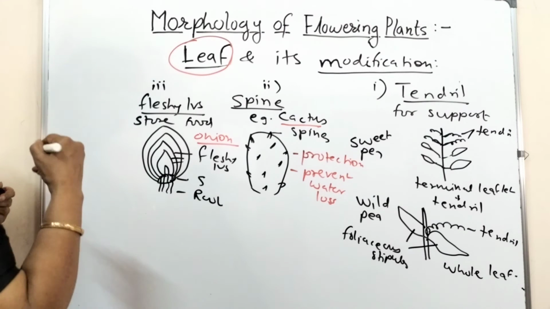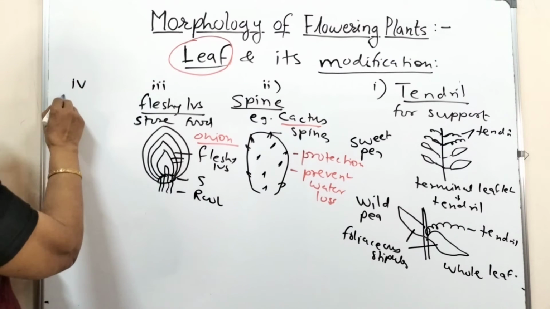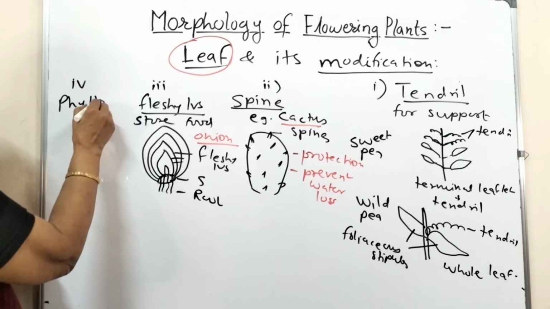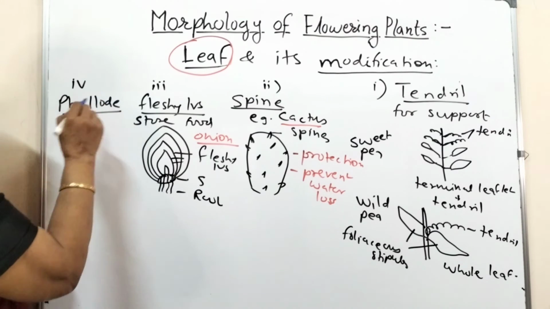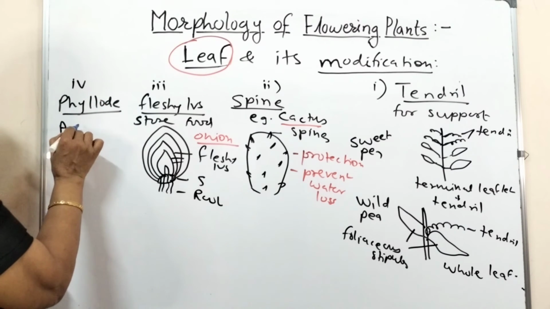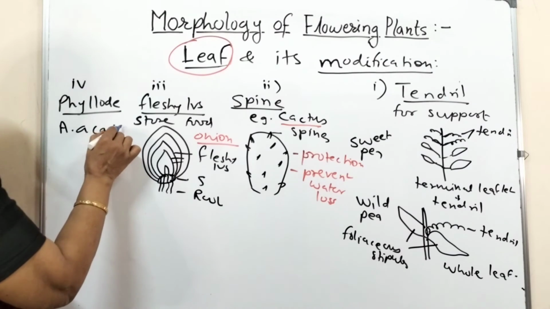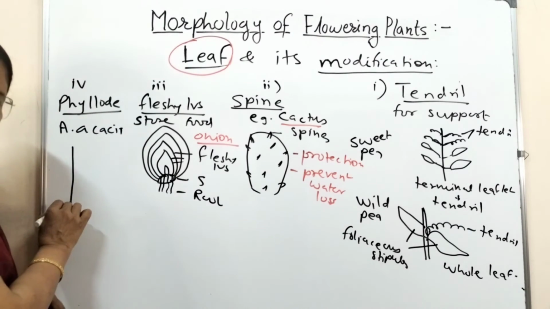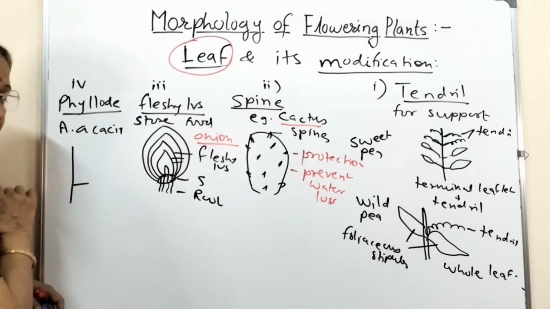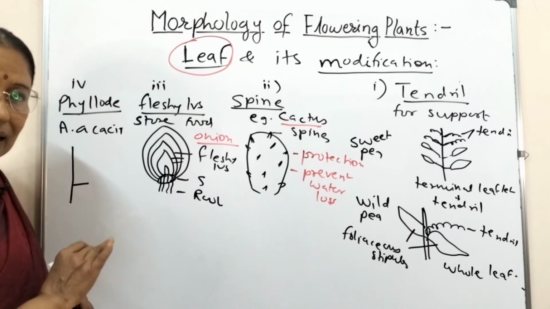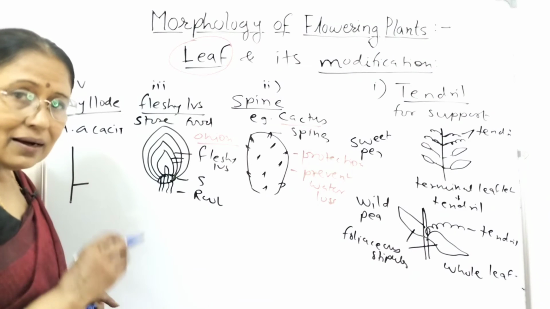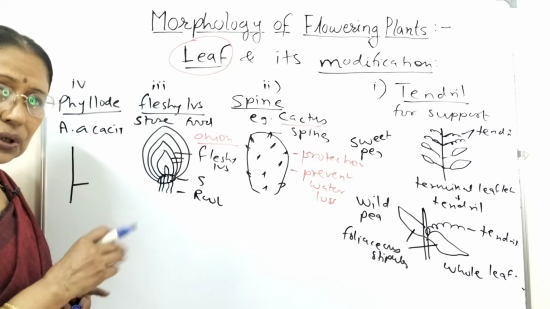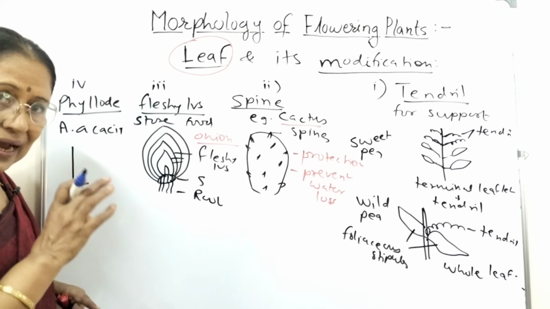Next, the phyllode. What is phyllode? Not phylloclade. This is phyllode. This example is Australian acacia. Here what happens? This is the stem. This is the petiole. And the lamina, it is short-lived, and so it falls off.